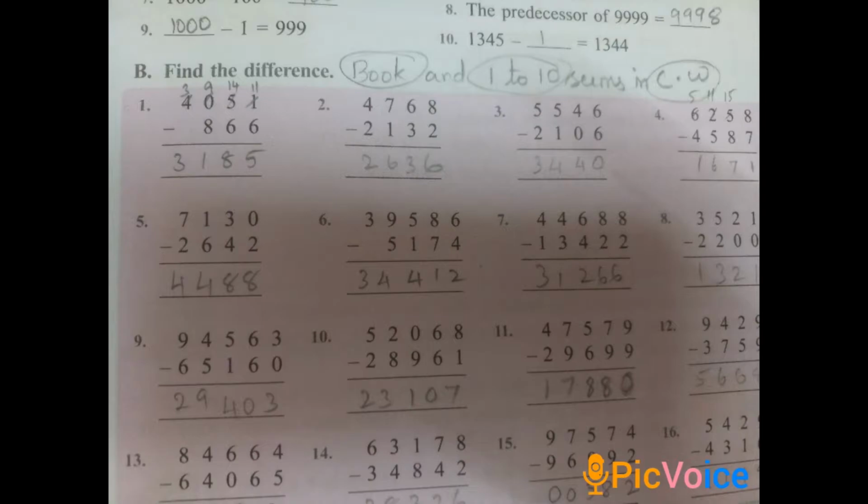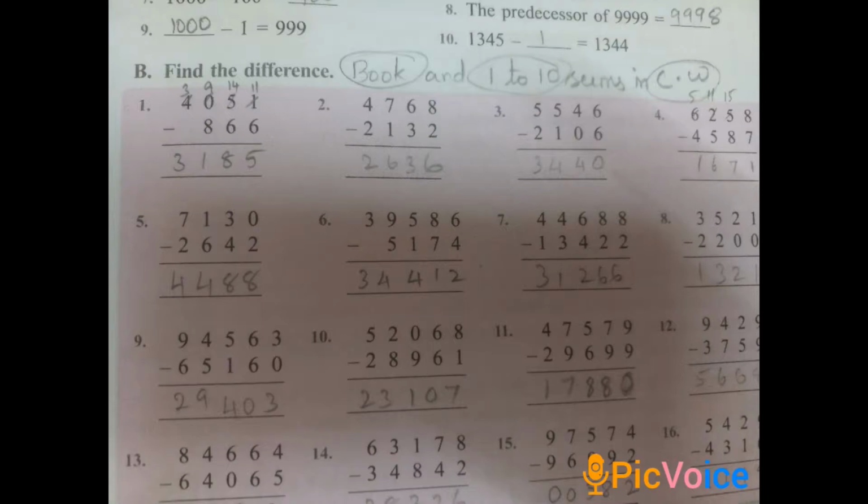Get the borrow from the hundreds place. Hundreds place we have a 0. So get the borrow from the thousands place. We have a 4. So thousands place becomes 3 and hundreds place becomes 9. Tens place becomes 14. 14 minus 6 is 8.